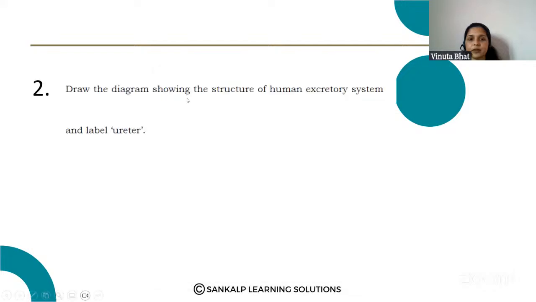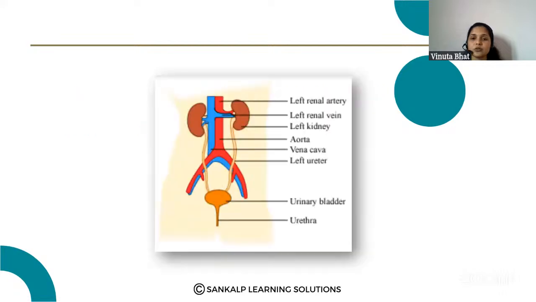Next question. Draw the diagram showing the structure of human excretory system and label the ureter. The diagram which shows the human excretory system. One of the very important questions. So for this, you should draw the human excretory system diagram, and you have to label the ureter. Please practice this diagram also. This is also one of the important diagrams from this chapter.